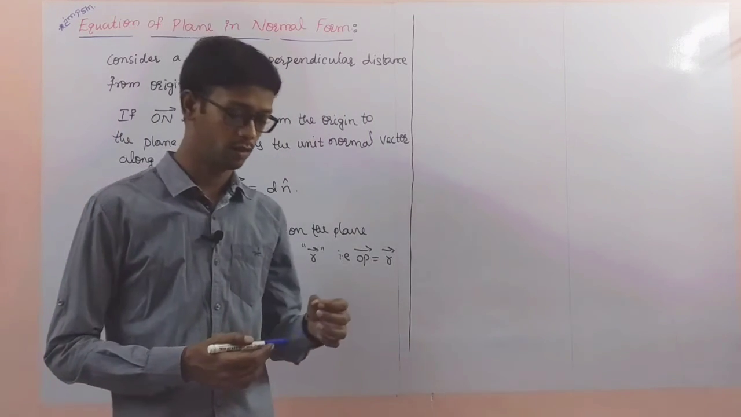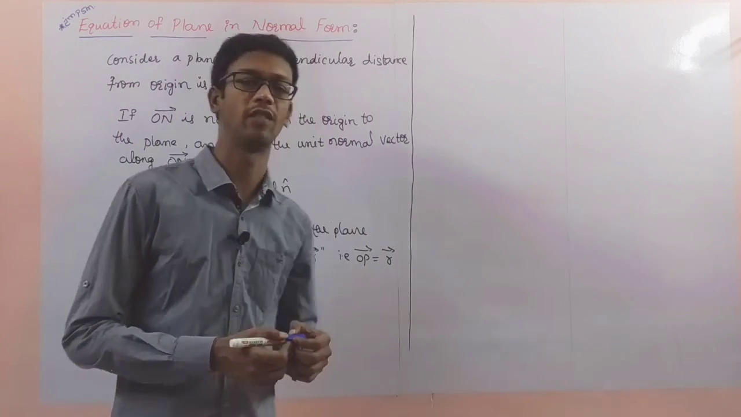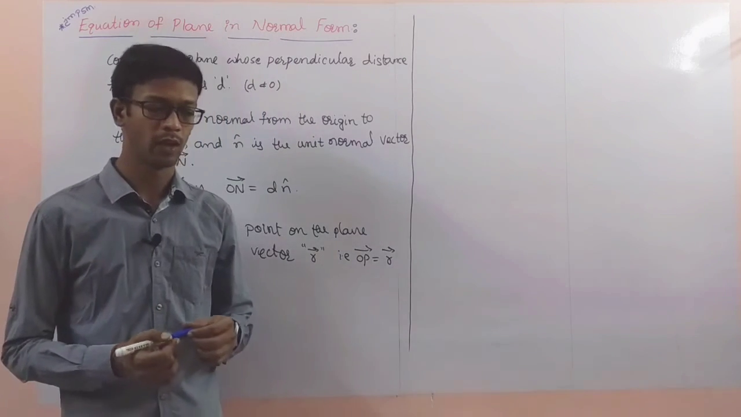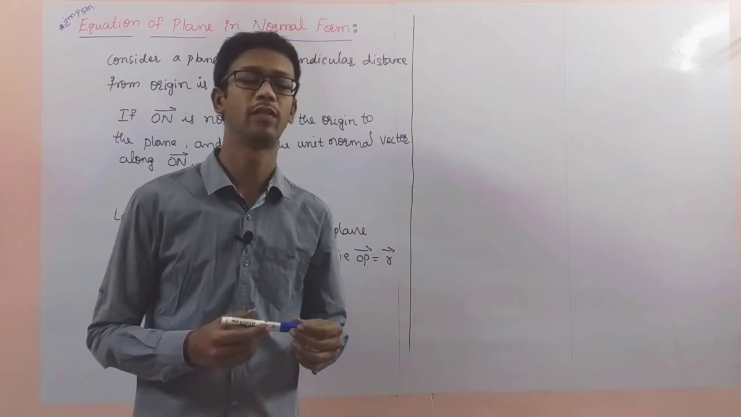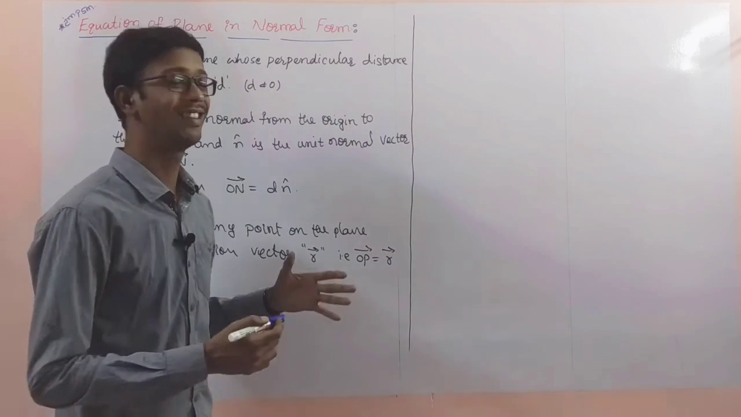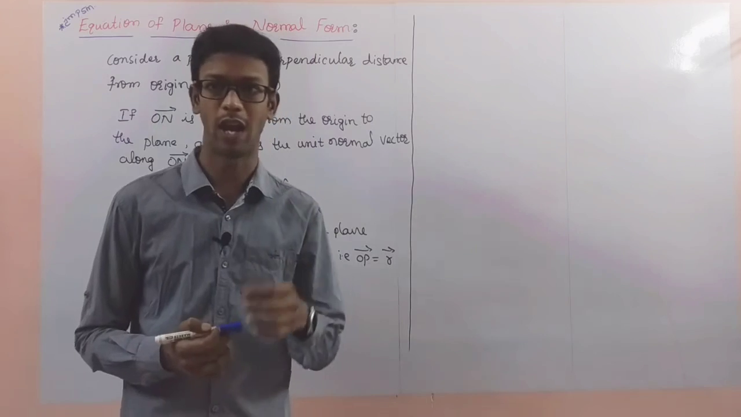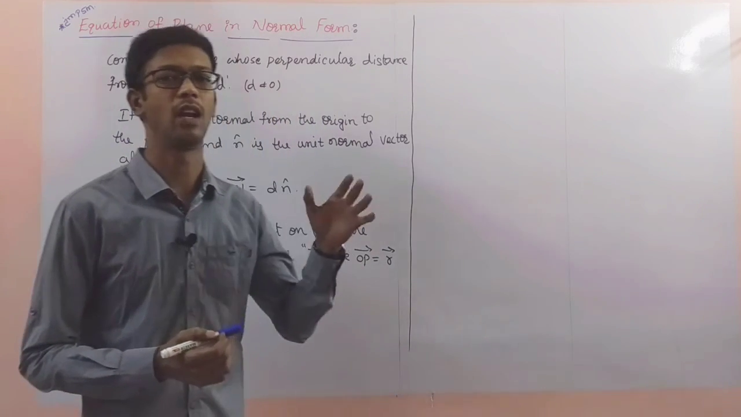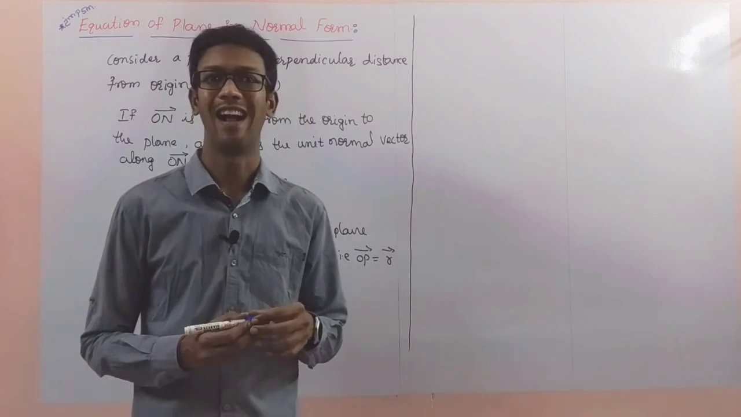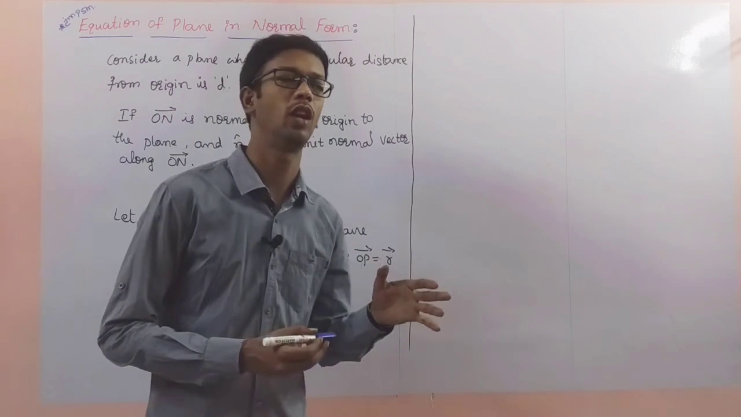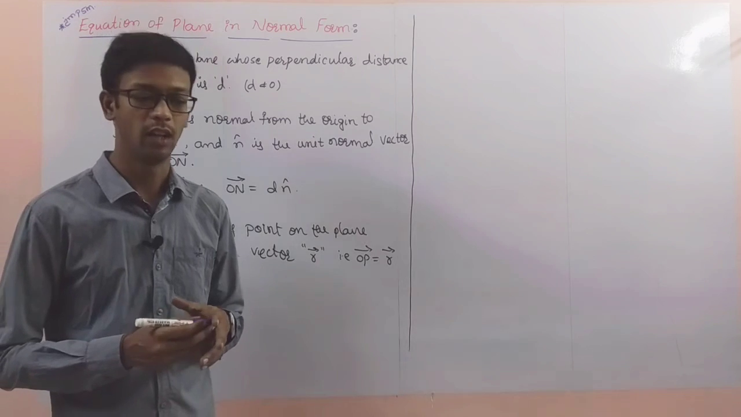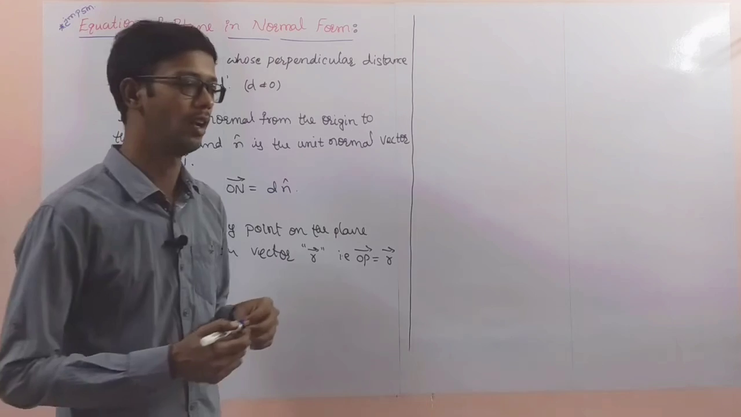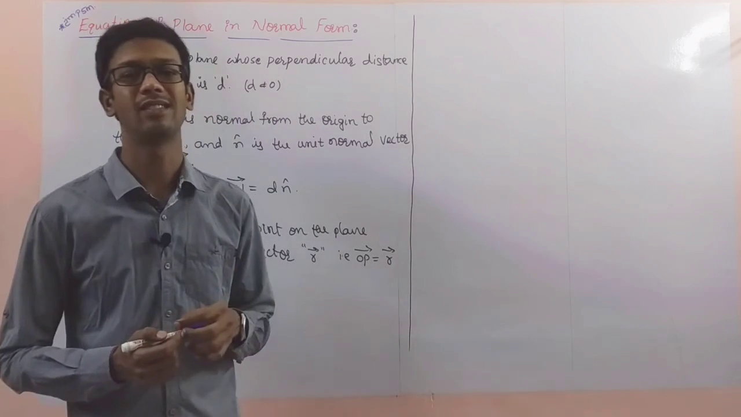Hello everyone. Now we start our next concept, planes in space. In previous sessions we discussed lines. The two types we discussed were the line equation passing through a point and parallel to a vector, and the line equation passing through two points. For that, exercise 11.2 is totally about lines. Now we will start the planes concept.